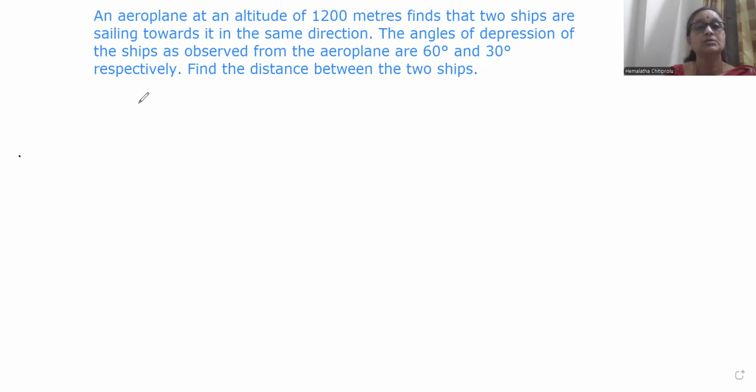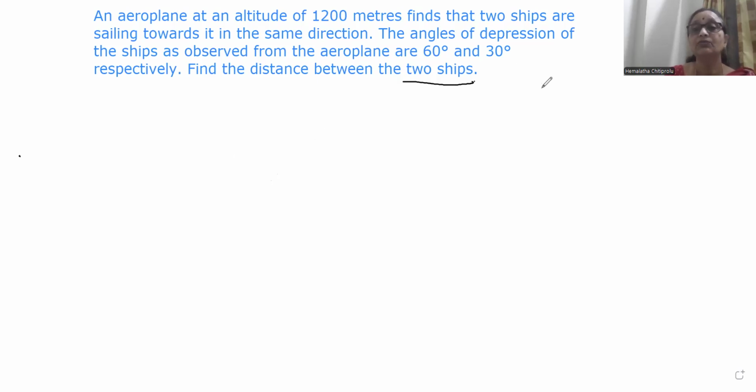Okay, so here the question is: an aeroplane at an altitude of 1200 meters finds that two ships are sailing towards it in the same direction. The angles of depression of the ships as observed from the aeroplane are 60 degrees and 30 degrees respectively. Find the distance between the two ships. So the important thing we need to do is find the distance between the two ships.